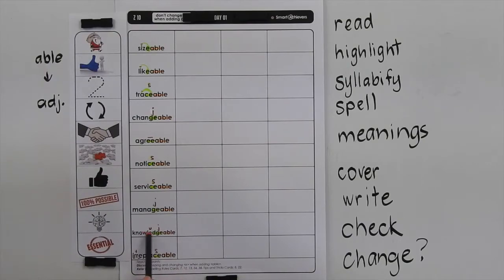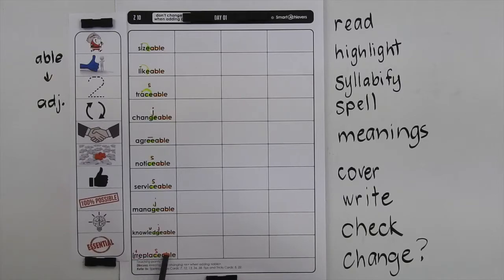Now in knowledgeable, I've highlighted here too that in knowledge, the E here is making a short vowel sound. So after a short vowel sound, you always put DGE. After a long vowel sound, such as in cage, you just put GE. So do remember that rule, it's quite important.